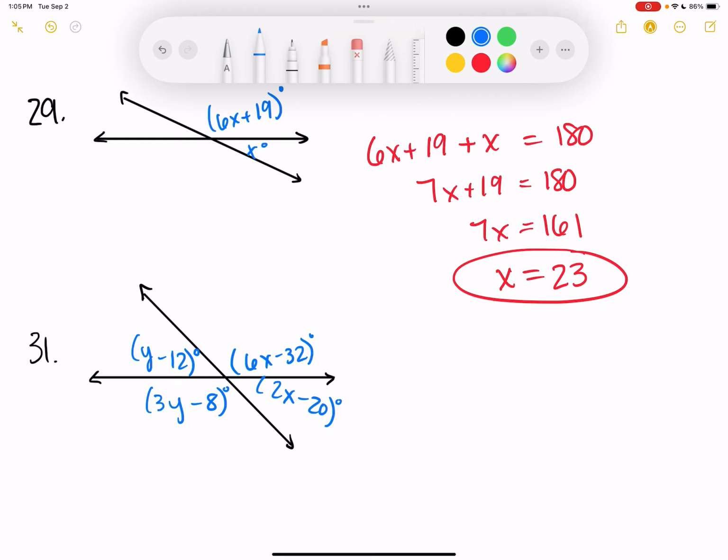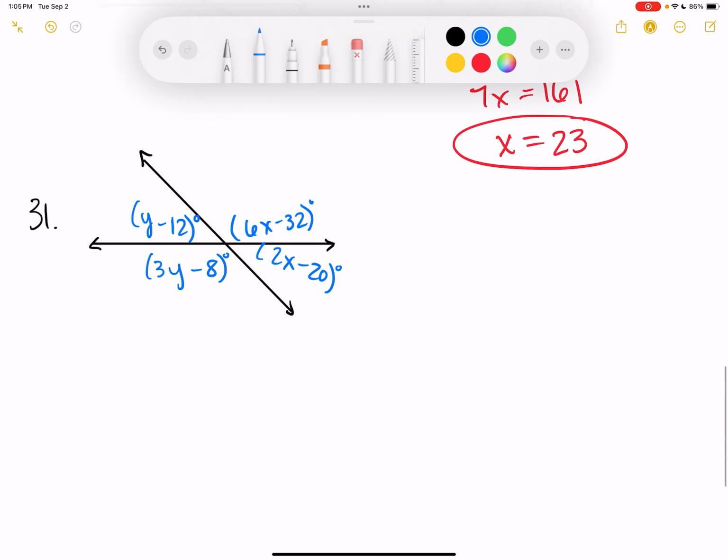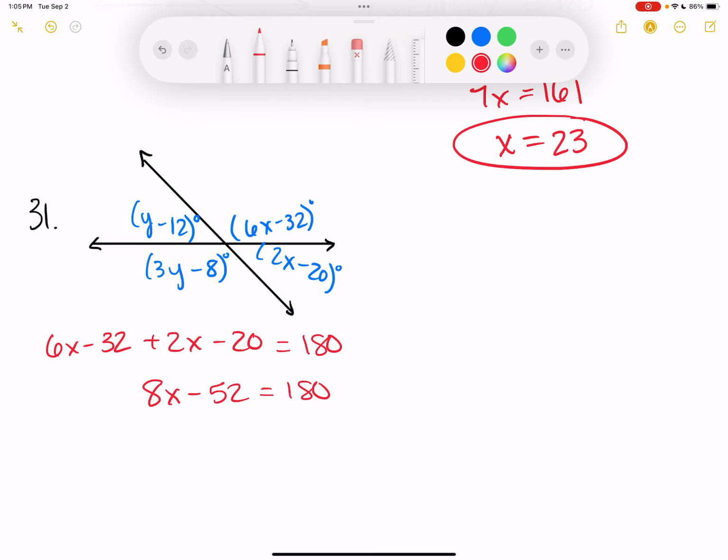So what do I know has to be true about the two angles that have an x in them? They equal 180 degrees. So I'm going to set them up: 6x minus 32 plus 2x minus 20 is equal to 180. Combine like terms. So 8x minus 52 equals 180. Add 52, because you add, 8x is equal to 232.